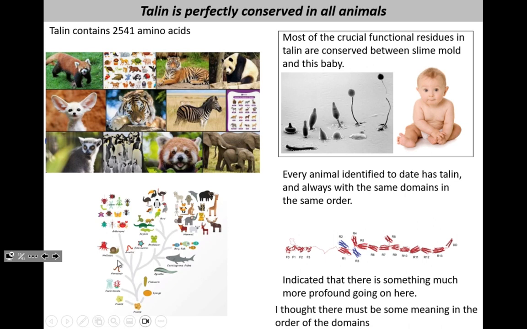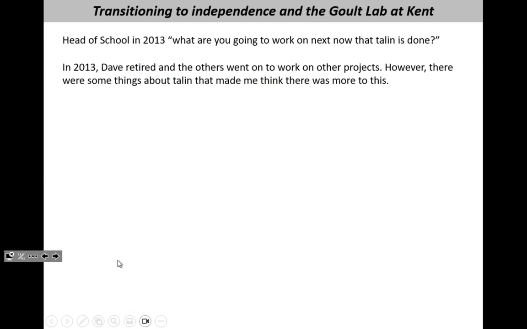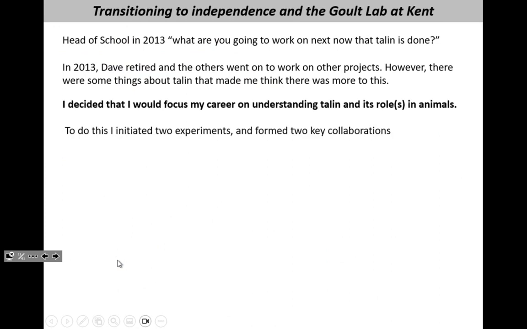I thought there must be some sort of order to why these are in the same order, because if they were just linkers over evolutionary time, they get cut and shut and altered and changed, whereas this hasn't happened here. So in 2013, when I was at this crossroads in my life after finishing this, I decided that I wanted to understand this and understand why this Talin was so well conserved.